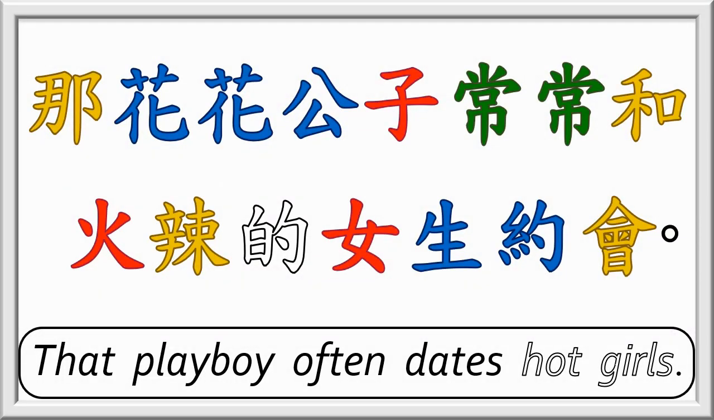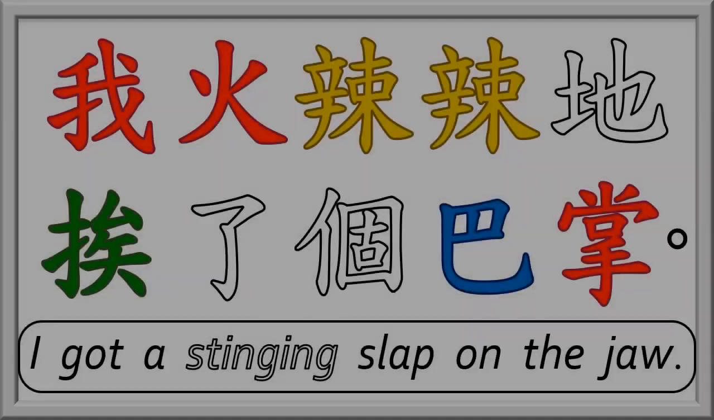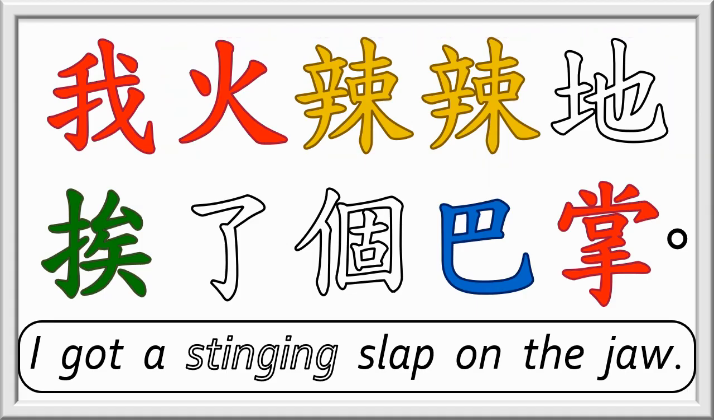When talking about hot girls, but not guys, the phrase 火辣 can be used. 那花花公子常常和火辣的女生约会. That playboy often dates hot girls. When la is doubled, however, as in 火辣辣, it usually refers to a stinging sensation from fierce sunlight, intense embarrassment, or a sudden twinge of pain. 我火辣辣地挨了个巴掌. I got a stinging slap on the jaw.